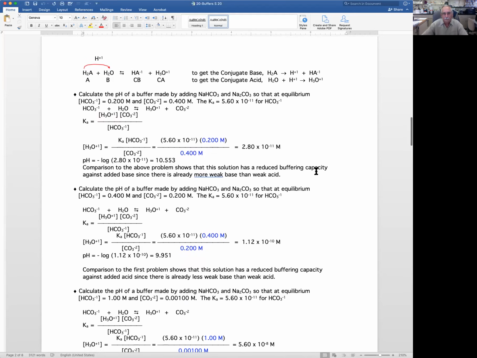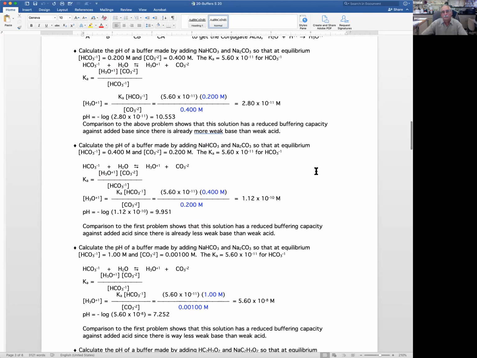So here's another one. Calculate the pH of a buffer made by adding sodium bicarbonate and sodium carbonate. And then you have these values at equilibrium, and here's the Ka. So I base everything on the acid. So hydrogen carbonate is the acid. So there's the reaction in water. Here's the equilibrium constant. I solve for the hydronium ion, and then I simply put in these values. So here's the concentration of the hydronium ion, and the negative log of that is 10.553.